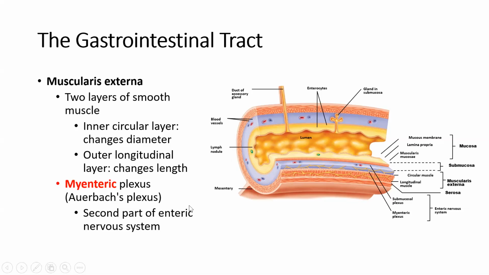We also have another plexus here, the myenteric plexus, sometimes called the Auerbach's plexus, which is a second part of that enteric nervous system as well.